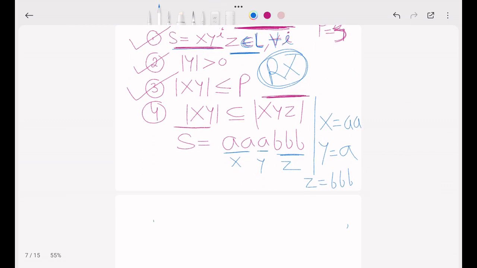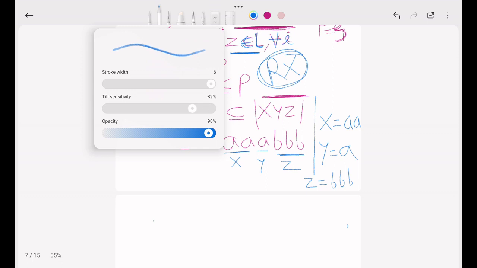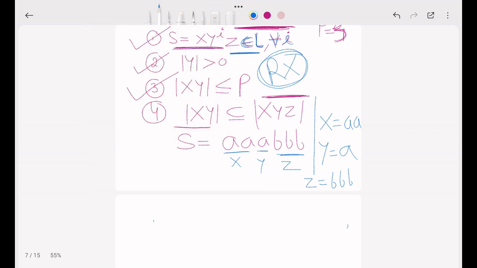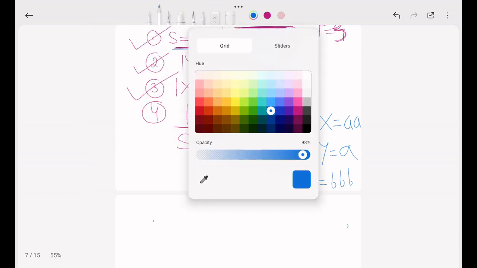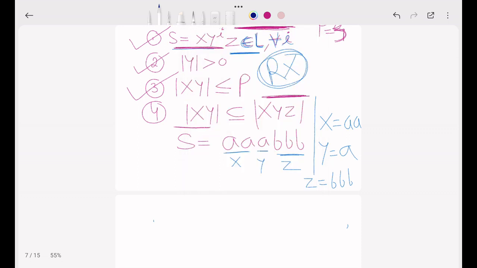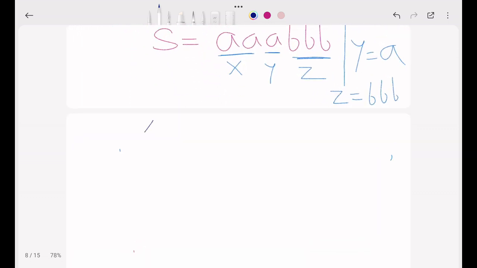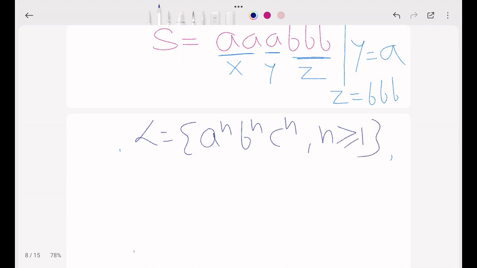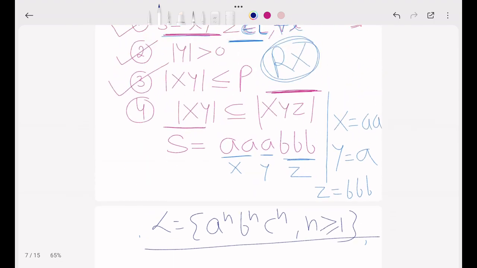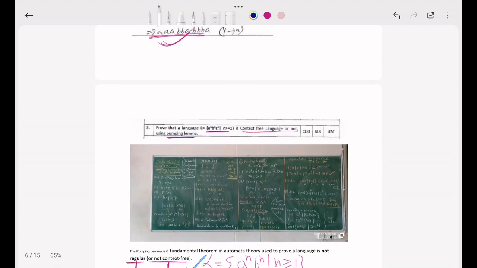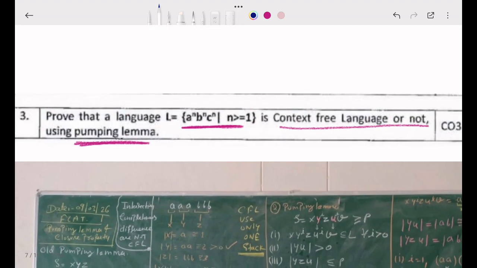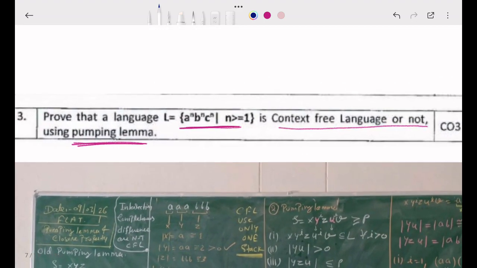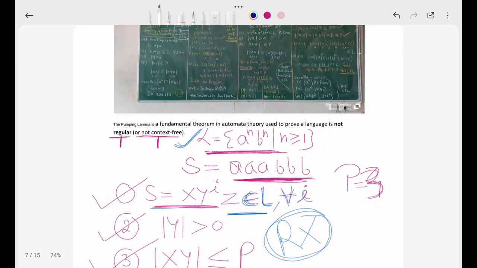In the exam, what do they ask? Now see here, I am writing the same method. I am using another color. Now the language is L is equal to a^n b^n c^n, n greater than or equal to 1. This is the problem. We have to show whether this is context free or not. This is the question.